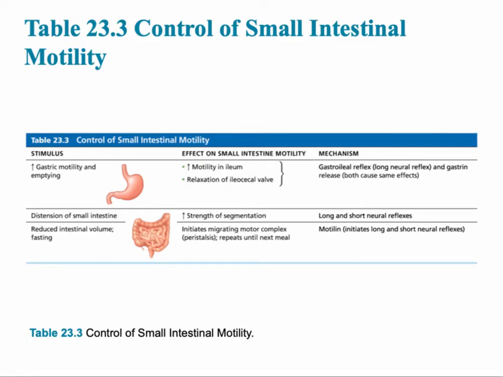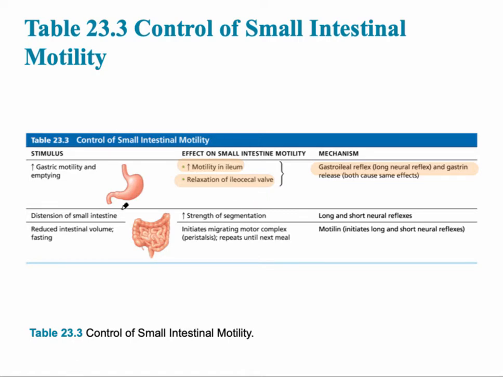The control of small intestinal motility is shown on this table. So we can see that there's an increase in gastric motility and emptying, and the mechanism for that is the gastroileal reflex, which is a long reflex, meaning that it involves nerves outside of the GI tract. And the effects of that is to increase motility in the ileum and relax the ileocecal valve, the valve between the last part of the small intestine and the first part of the large intestine.